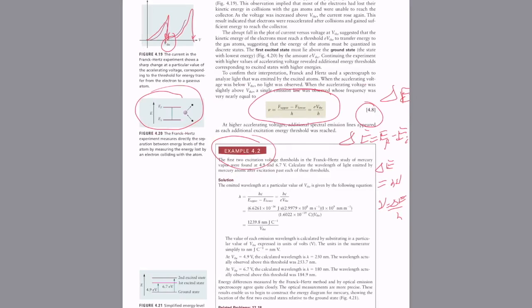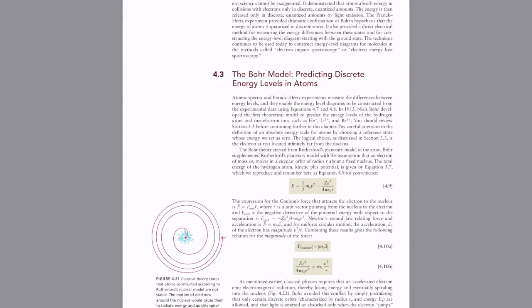What else? In figure 4.21, we have two different energy differences, because we have three levels, and so there's two different delta E's, and we see the calculation of those. Okay, good. Then we get to the Bohr model.